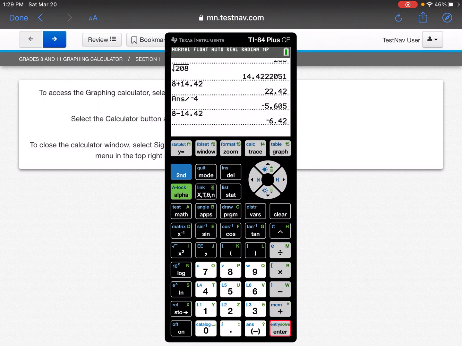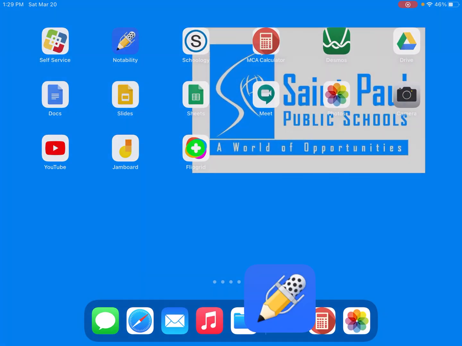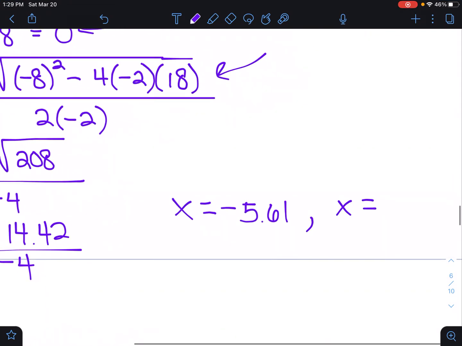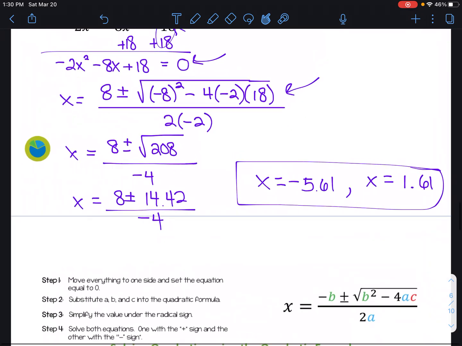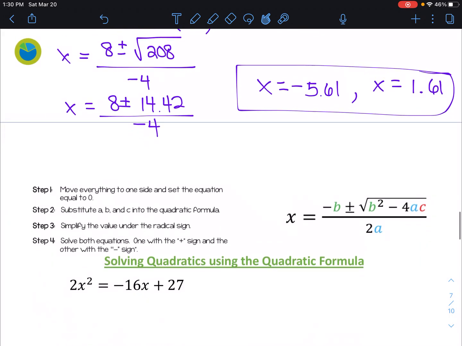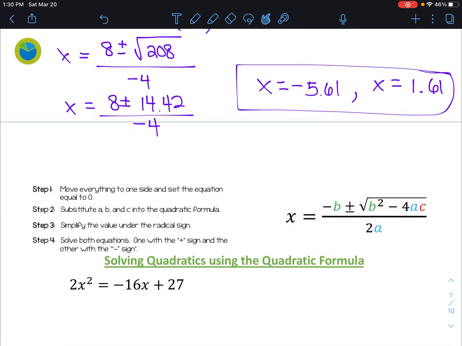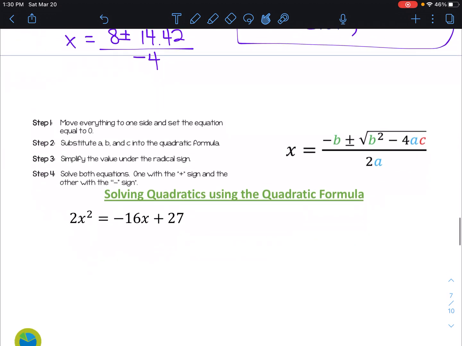Hit enter, and we're going to divide by -4 again. Okay, and again, rounding to the nearest hundredth would be 1.61, since the next number is 5, go up 1. And these are my two answers. Again, this would be where they cross the x-axis. And hopefully that makes sense.